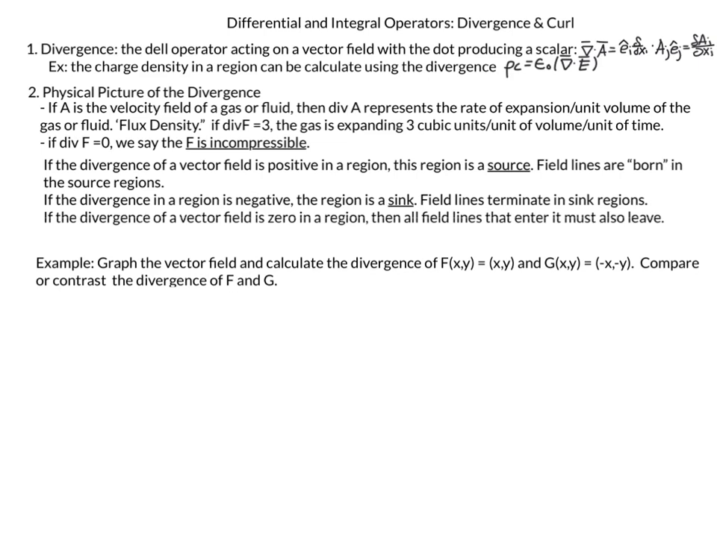And here we have an example of a source and sink. So we're going to graph the vector fields and calculate the divergence of F(x,y) = <x, y> and G(x,y) = <-x, -y>. We're going to compare or contrast the divergence of F and G.